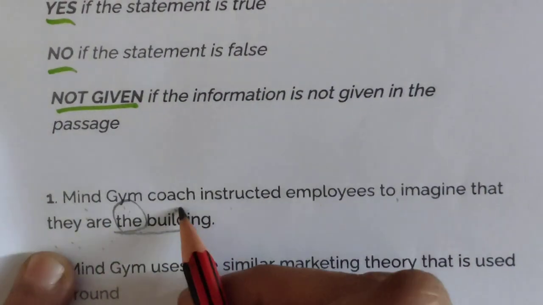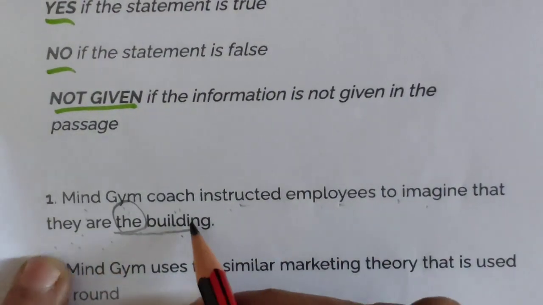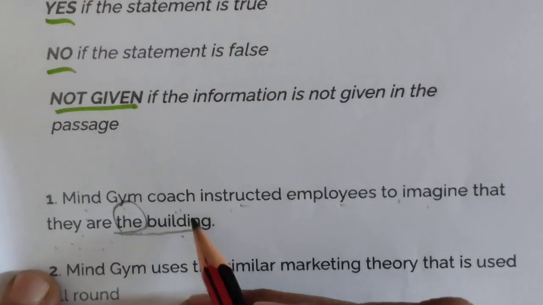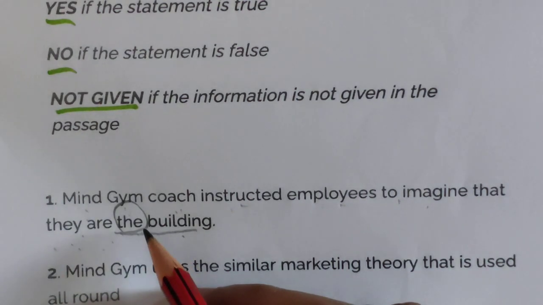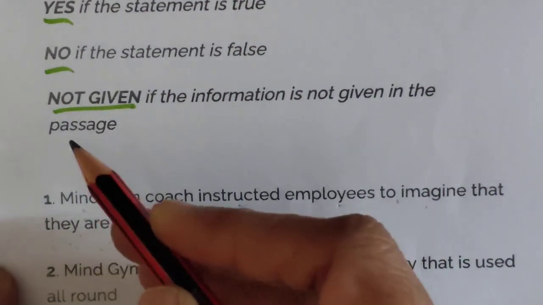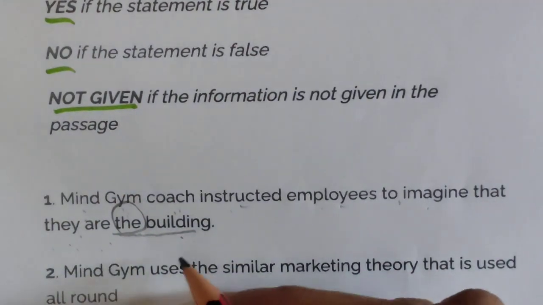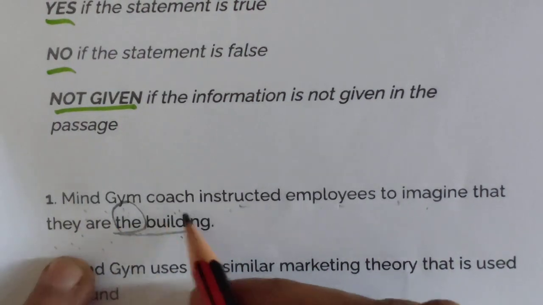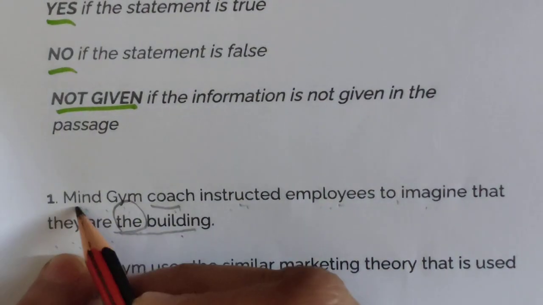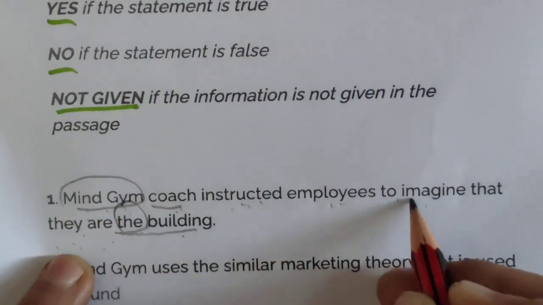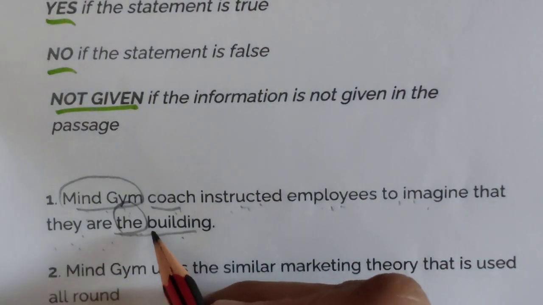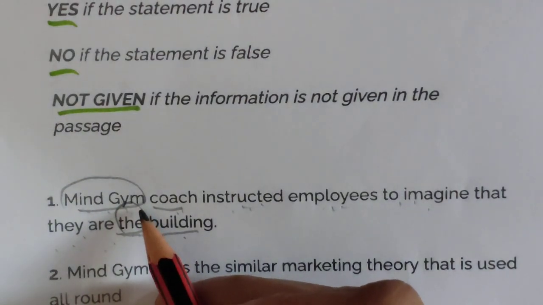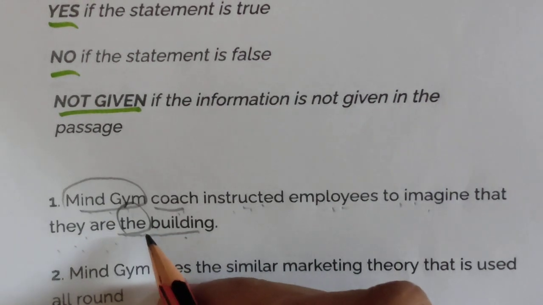So Mind Gym coach instructed employees to imagine that... I know when we are doing reading passage 3 especially, we are in a hurry. But that is not passage number 3, that is passage number 1, where I have taken out this reading. So next, coach instructed employees to imagine. Now what is the location where we will start? Definitely this is the first question, and I will start looking from my first paragraph only.